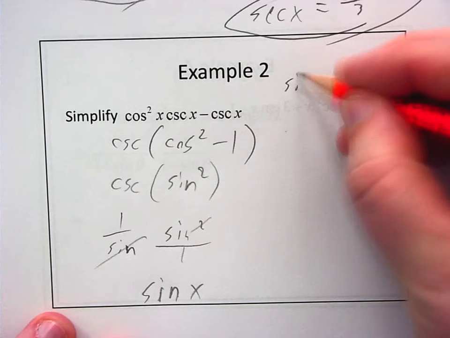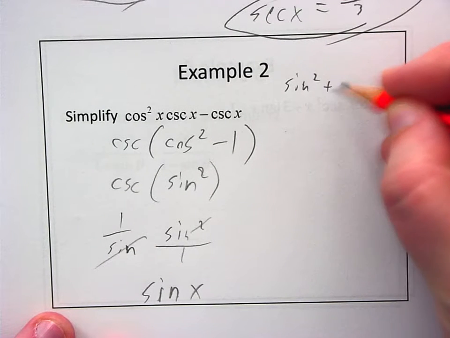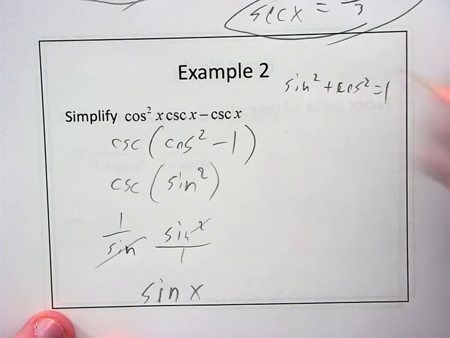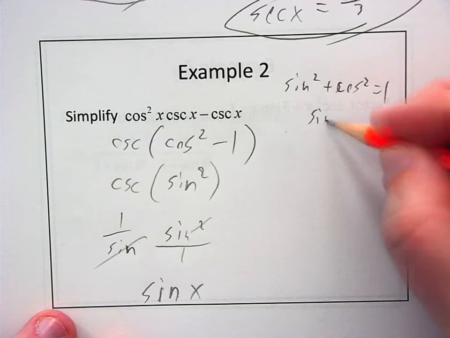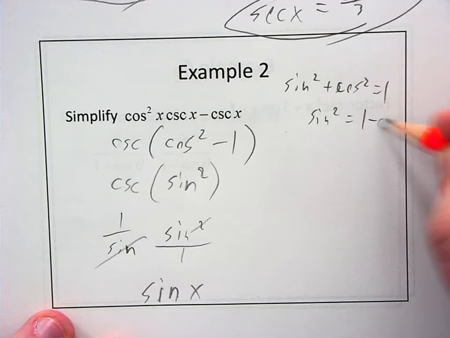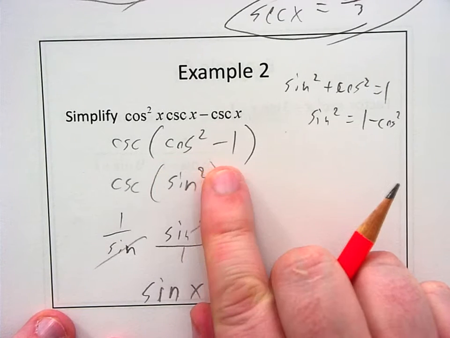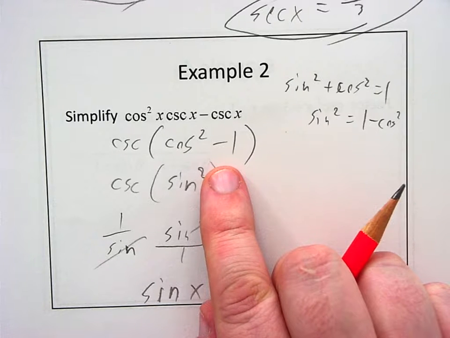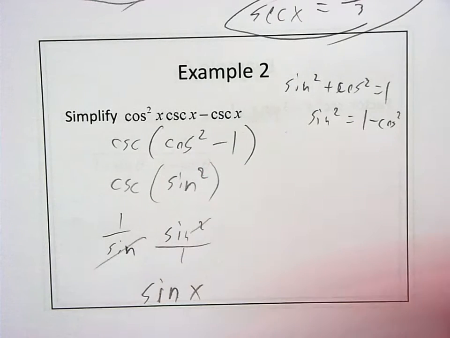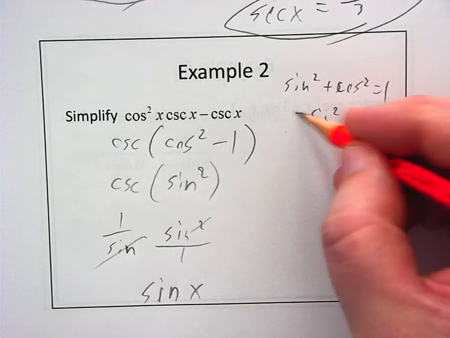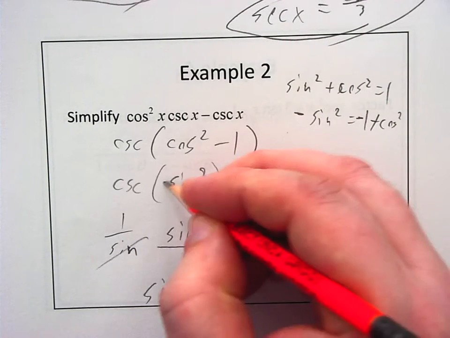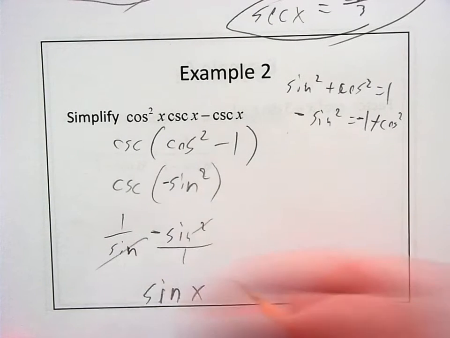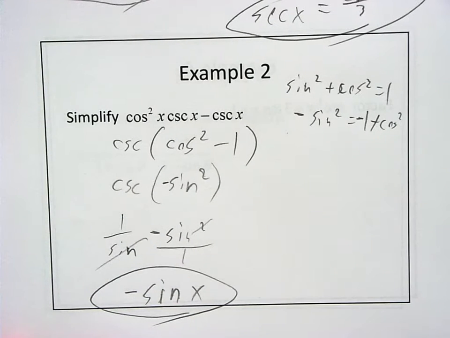Right. If you actually look at the formula for the Pythagorean, it's sine squared plus cosine squared equals 1. So when you get the sine squared by itself, that's equal to 1 minus cosine squared. Since this is cosine squared minus 1, what do I have to do? Yeah. Take out a negative sign. Basically, this is going to be the opposite. So negative is going to be equal to negative positive. So that's negative sine squared, which is going to make this negative sine x.